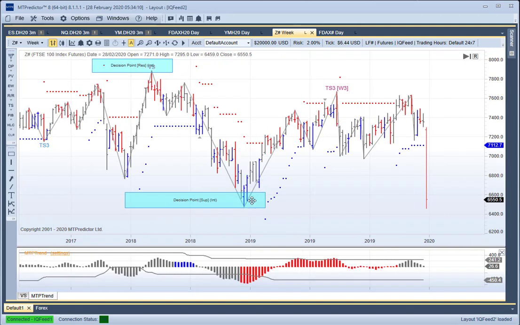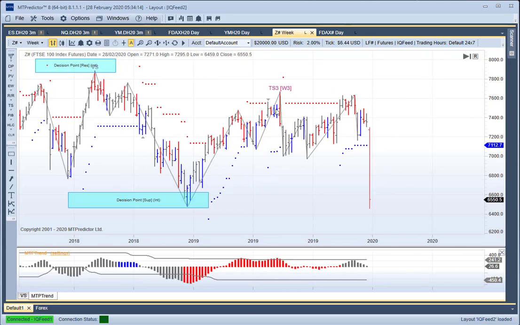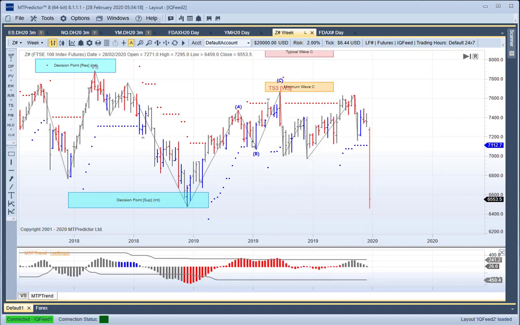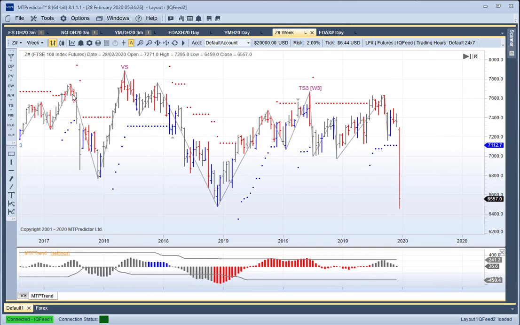But then look at the rally. This is the interesting thing. The rally has then unfolded back up here in an ABC correction. So if I do Elliott wave intermediate, can you see how that rally up was a corrective pattern? An ABC pattern is corrective. And in particular, oops, I didn't mean to take those DPs off. Sorry about that. Just leave those on.